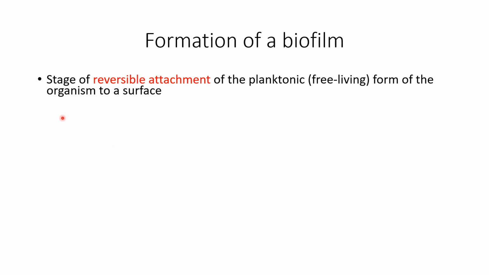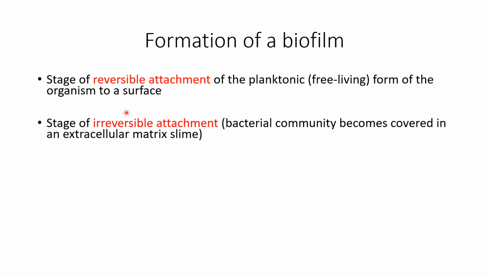Now, a biofilm forms in various stages. First, there is the stage of reversible attachment of the planktonic or free form of the organism to a surface. For example, if a biofilm is being formed by Staphylococcus aureus, initially that bacteria, staph, will attach on the surface, and it is a reversible attachment. Then after some time, this attachment becomes irreversible and the bacterial community becomes covered in an extracellular matrix slime. So there is secretion of the extracellular matrix and the bacteria get embedded and irreversibly attached in that matrix.